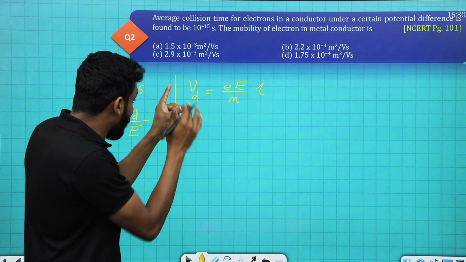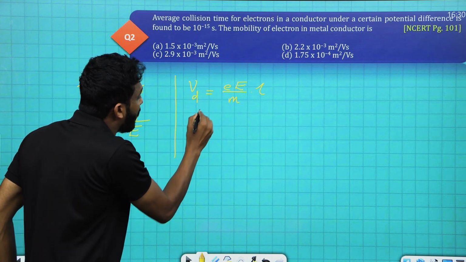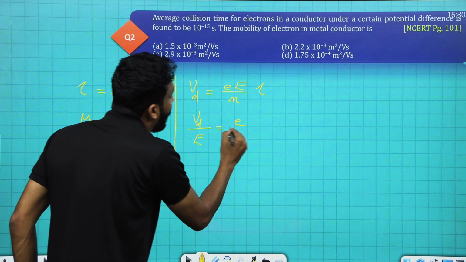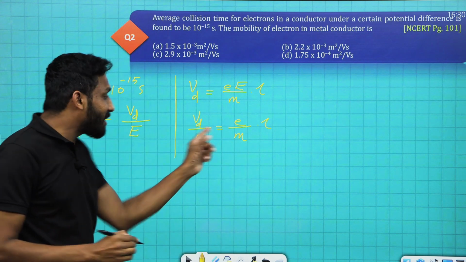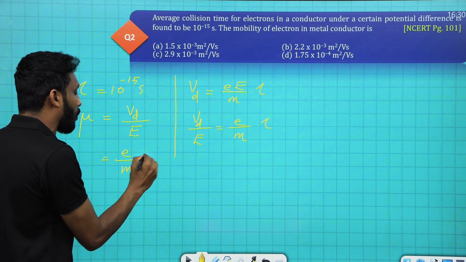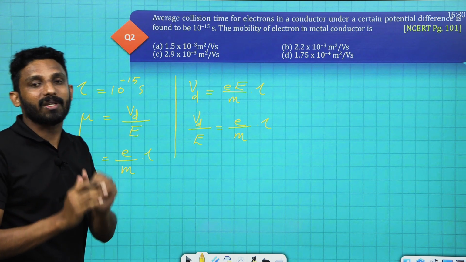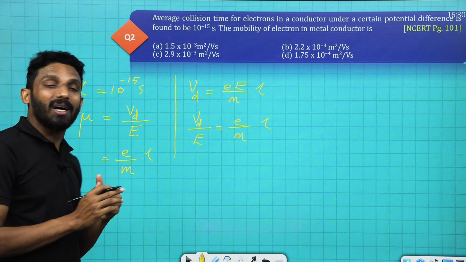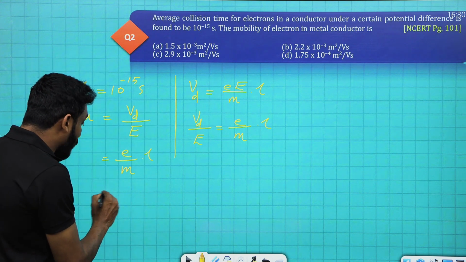Clear? Now in this expression, what will be v_d by E? v_d by E will be equal to e by m into tau. And this is what mobility is. Mobility now is e by m into tau. e by m is the charge to mass ratio of the electron, electronic charge divided by electronic mass. It is the charge to mass ratio of the electron, and it is a constant.